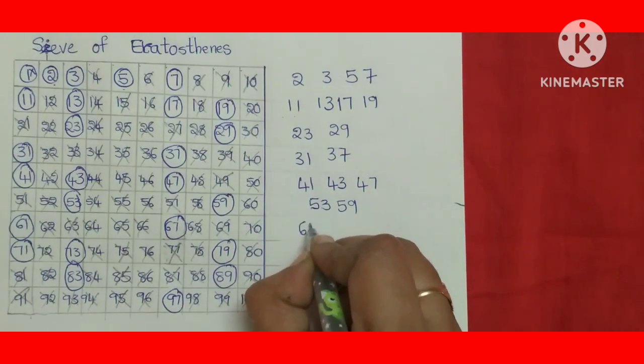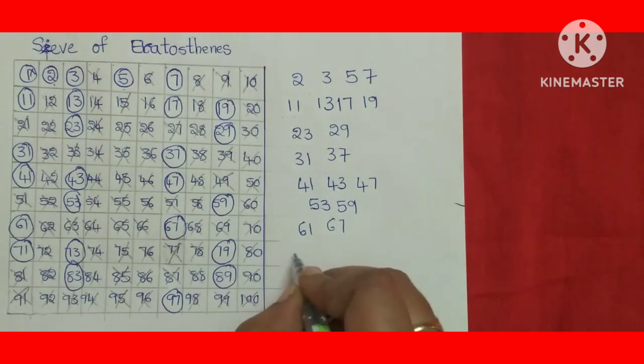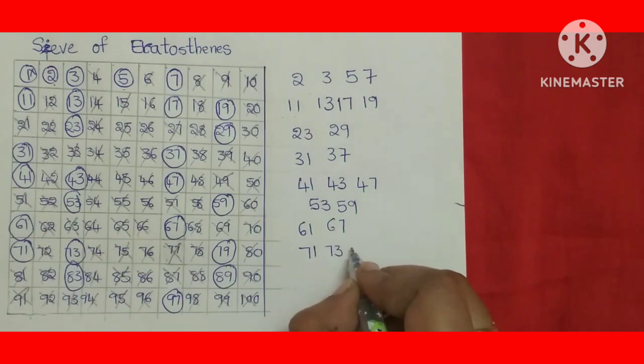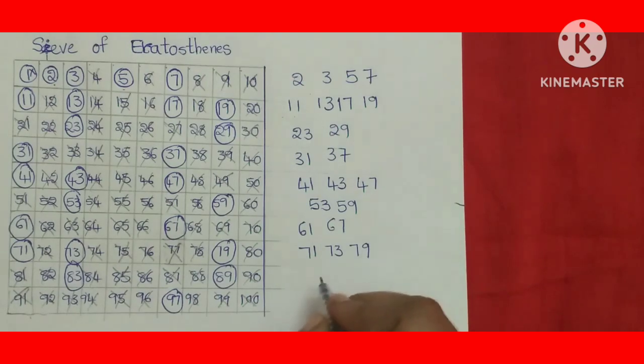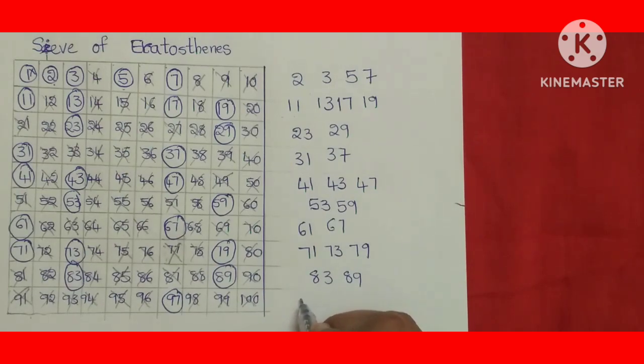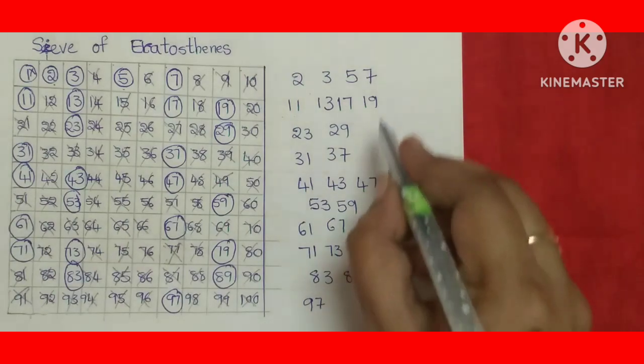between 51 to 60. Then 61, 67. These two numbers are prime numbers from 61 to 70. Then 71, 73, 79. These three numbers are prime numbers from 71 to 80. Next, 83, 89. These two are prime numbers from 81 to 90. Next, 97. The one and only prime number from 91 to 100.